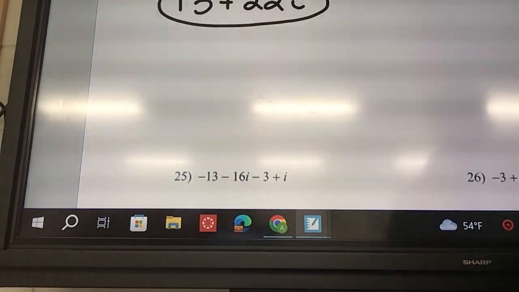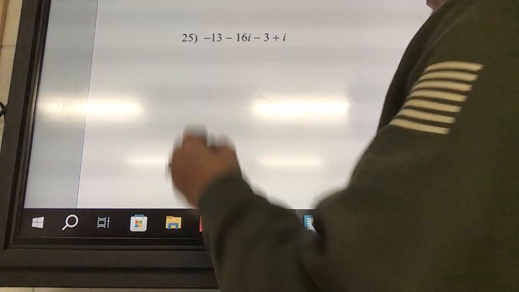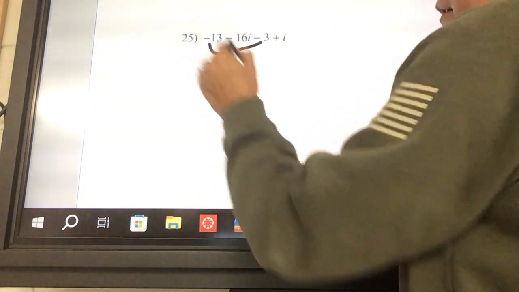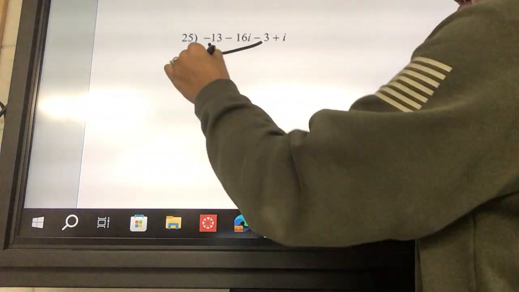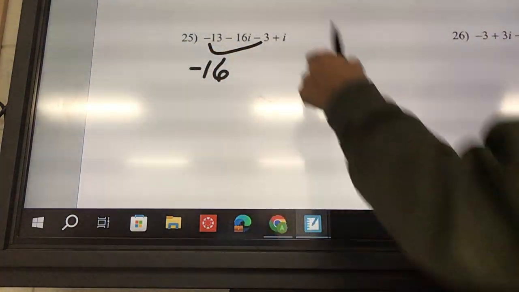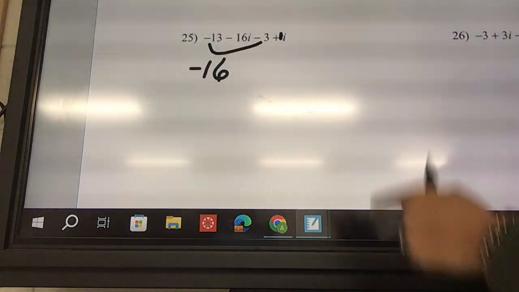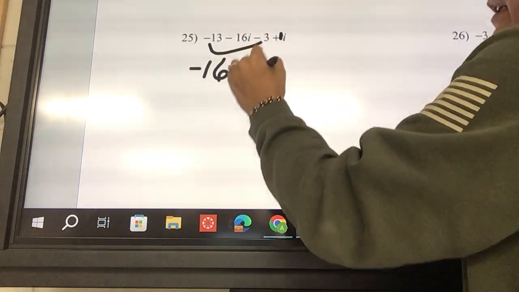Okay, 25. I can put this 13 and 3 together. So -13 minus 3 is going to be -16. And again, this i, there's a 1 in front of it. So negative 16 plus 1 is going to be negative 15i.